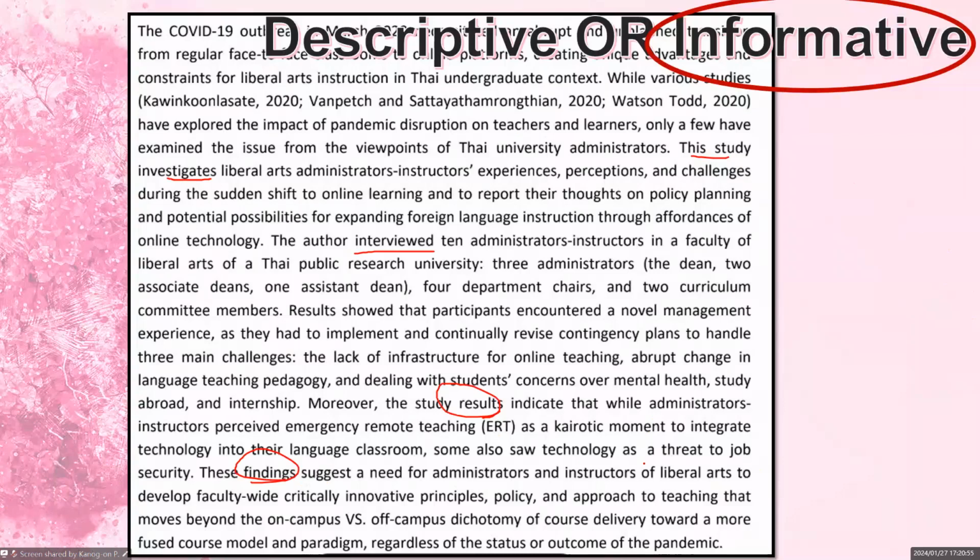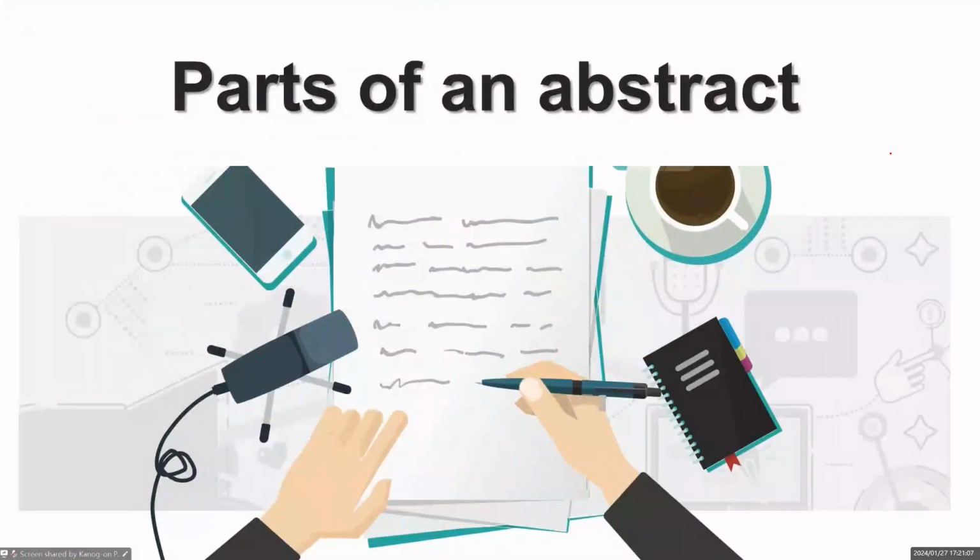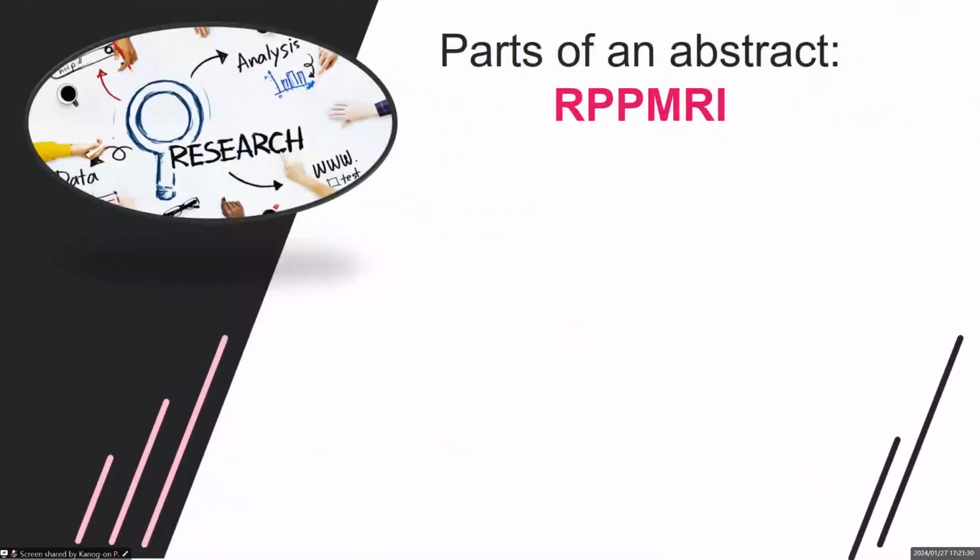So there are two types of abstract that you have seen. Now let's go to the next part. We're talking about the parts of an abstract. So in just one short paragraph, what should we include in there? Both in the descriptive and informative. I will show you here. For the parts of an abstract, I write a short form here, RPPMRI. Let me go through each letter.